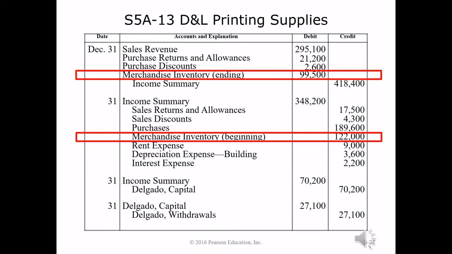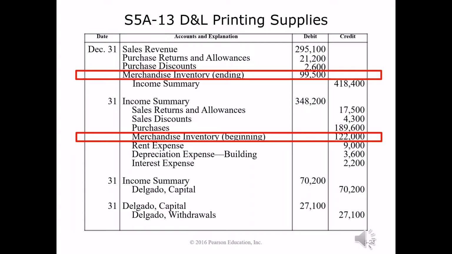So our previous balance in the merchandise inventory account was $122,000. In our closing process, we need to take that number out, and in order to take it out, we credit it. That will reduce our merchandise inventory account to 0. Then we debit the merchandise inventory account for $99,500, and that establishes our new merchandise inventory account for the next period. But where did that $99,500 come from?